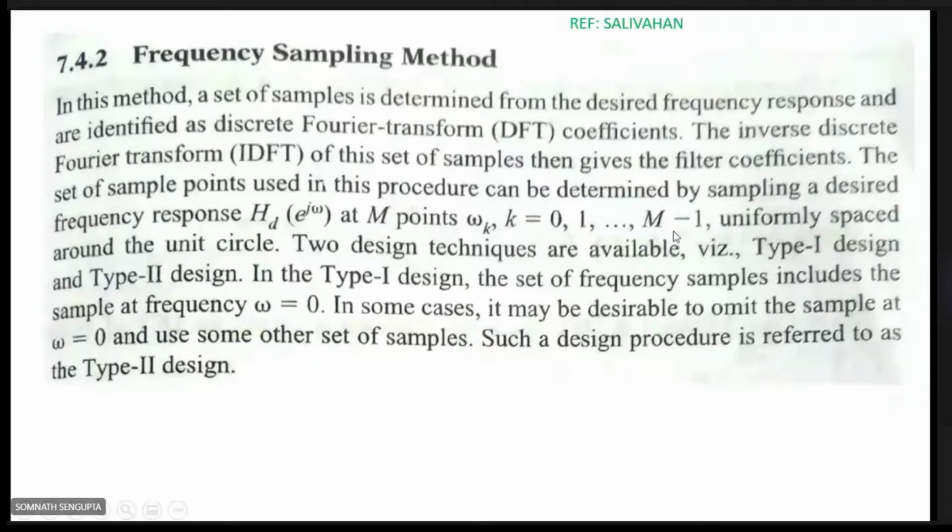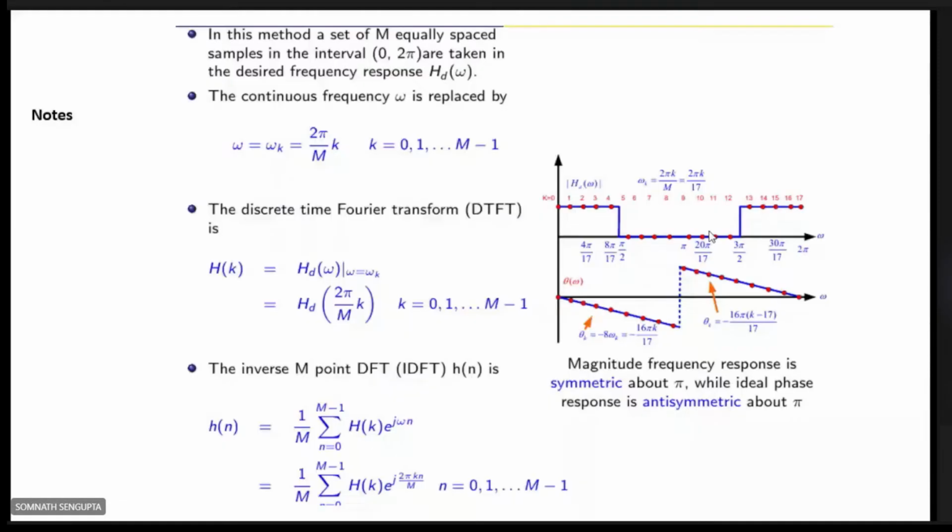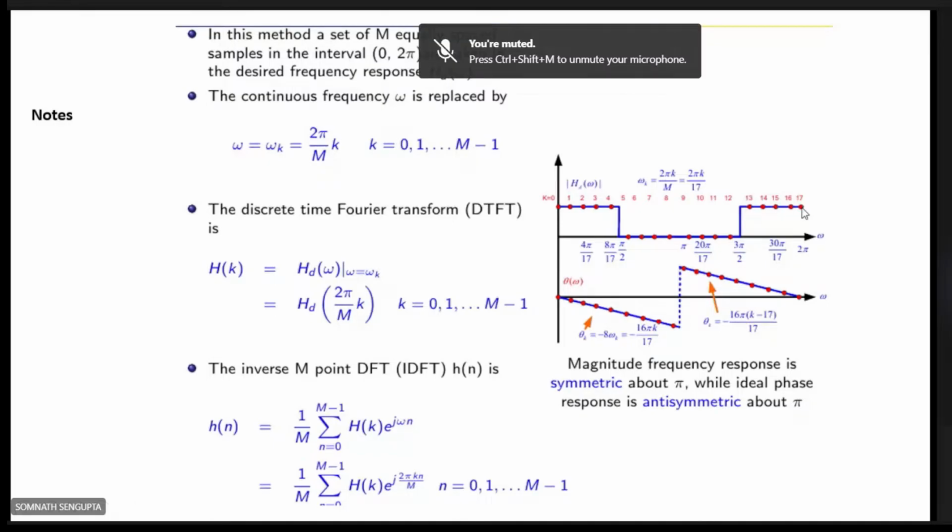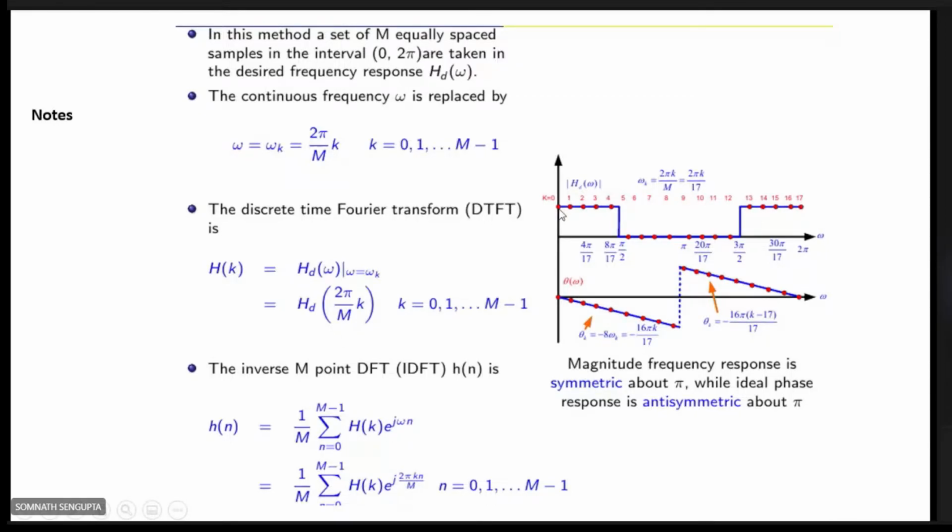I have given one note regarding this. Say this is your desired frequency response, the blue line, over the frequency range 0 to 2 pi. We will sample it uniformly. Let us say we sample it at 18 points, so the sequence will be 0 to 17. So this is one structure.